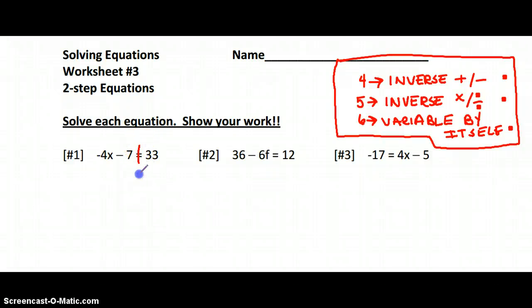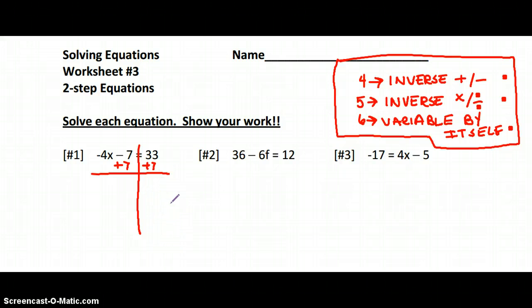So, problem number 1. Negative 4x minus 7 equals 33. I drew my line at the equal sign. Now I'm looking for step 4, inverse of adding or subtracting. I want to get rid of any adding or subtracting to the variable. So 7 is being subtracted from the x. So I want to get rid of that subtraction by doing the opposite. So I'll be adding 7 to both sides.